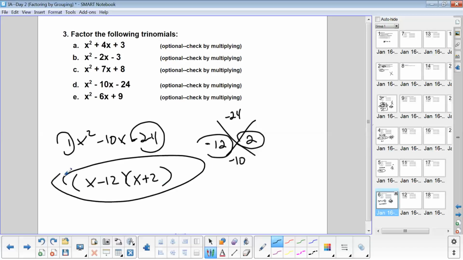And remember how we could check that if we needed to. Multiply these out, and that should result back with what we started.